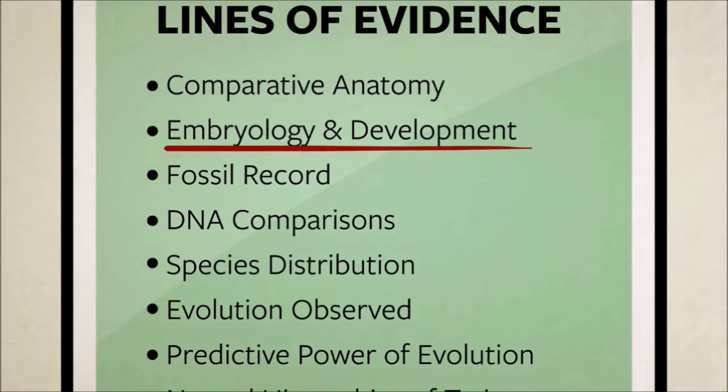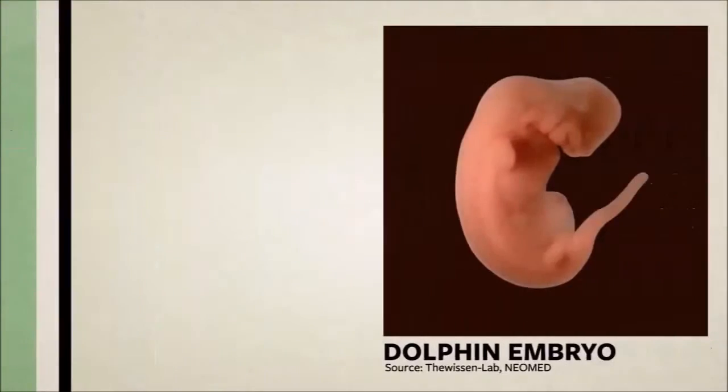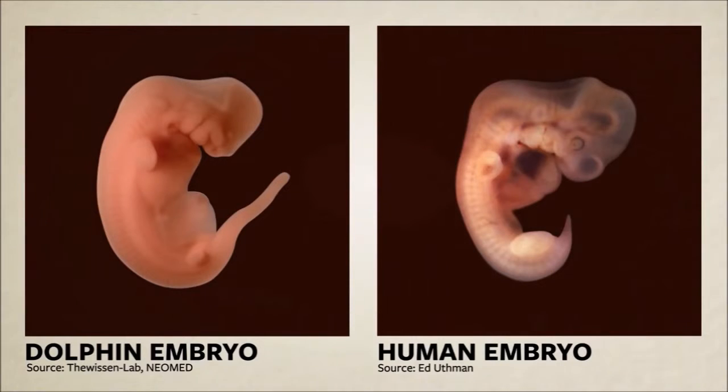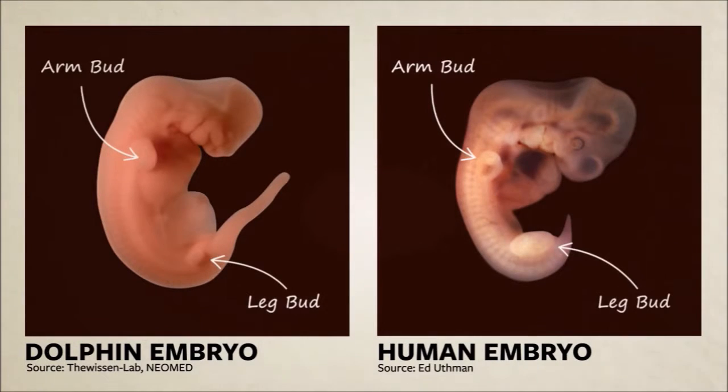Embryology is the study of how creatures develop before being born or hatching from an egg. Here we see a dolphin and a human embryo side by side at similar stages of development. Notice that they both have what look like arm buds and leg buds. In humans, the leg buds grow to become legs. In whales, they grow for a while but then stop, effectively fading away as the rest of the whale continues to grow.